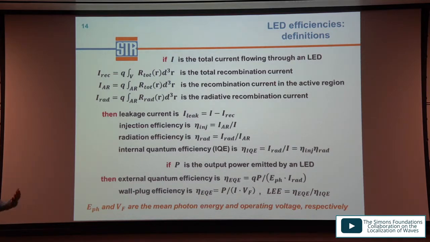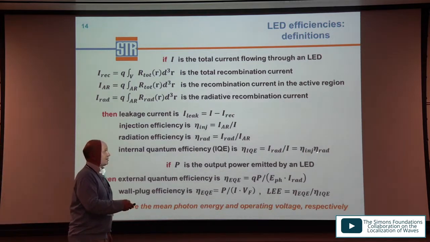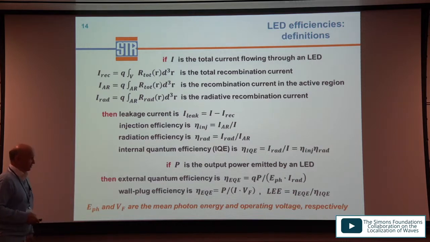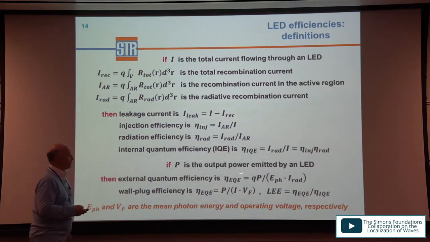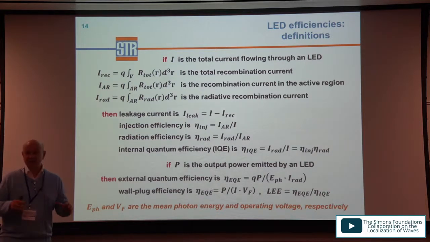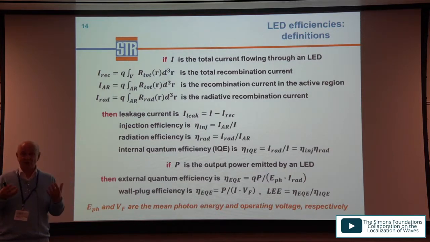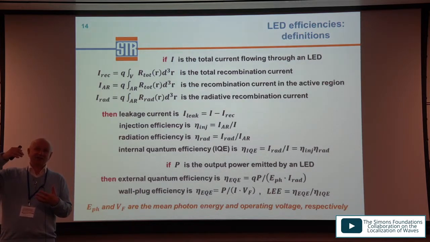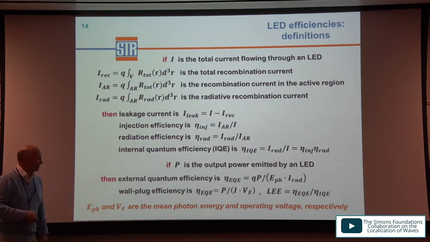And also, which is especially important, the internal quantum efficiency of the LED, which is the product of the injection and radiation efficiency. If we consider the optical power emitted by the LED, we can introduce the external quantum efficiency. And the ratio of external quantum efficiency and internal quantum efficiency produces the light extraction efficiency. This means the portion of light emitted by the active region which goes out of the device.